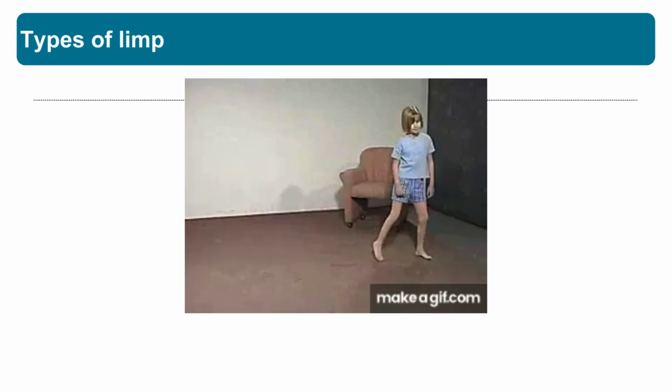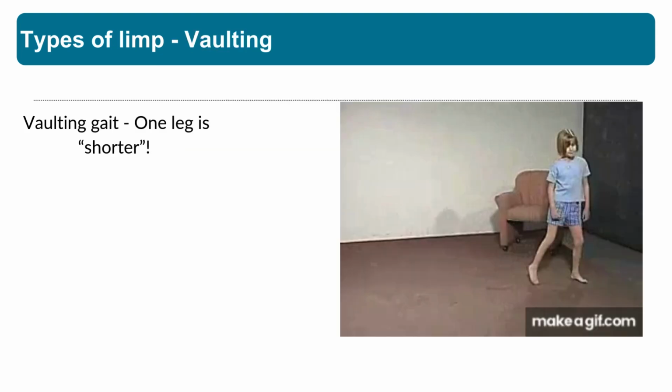In contrast to an antalgic gait, you can see something like this. Notice how this patient is walking, and when they step on their left side, they really kind of bob up and down. They hitch up and down. And this is called a vaulting gait, right? Or a hemiplegic gait. And how we describe vaulting is that one leg is shorter.